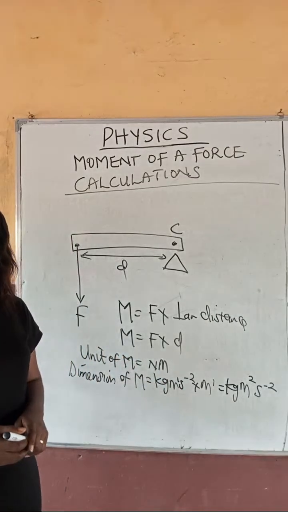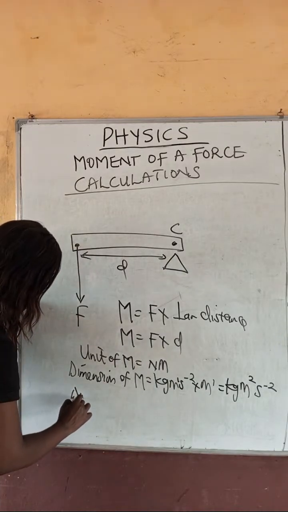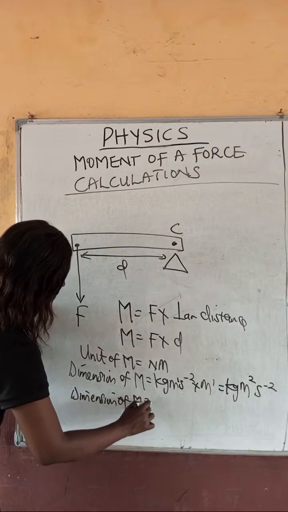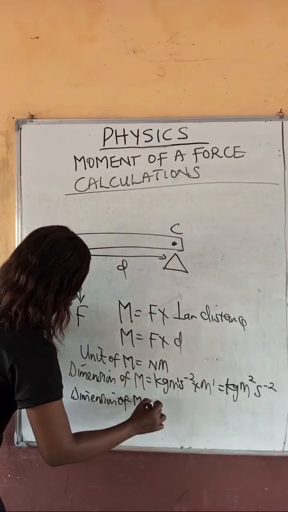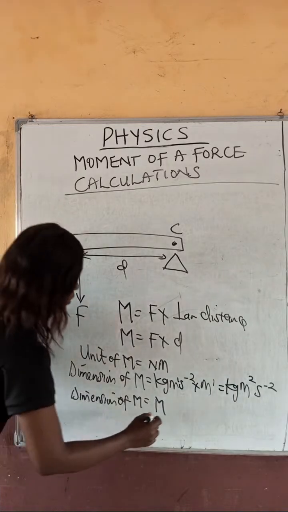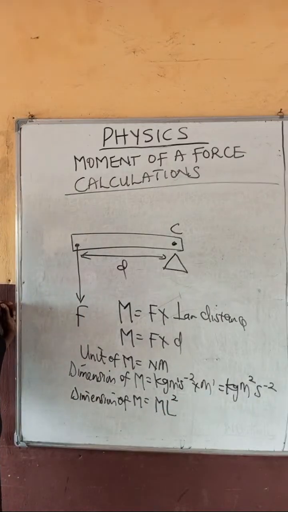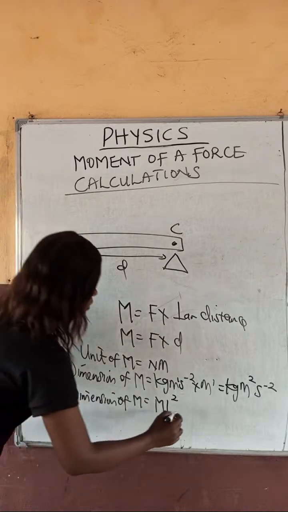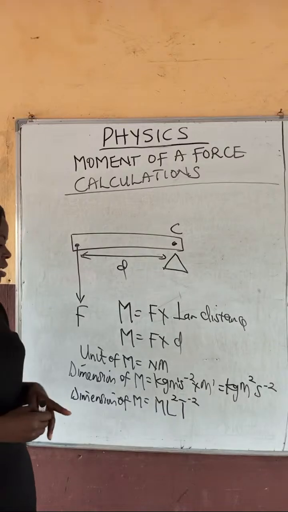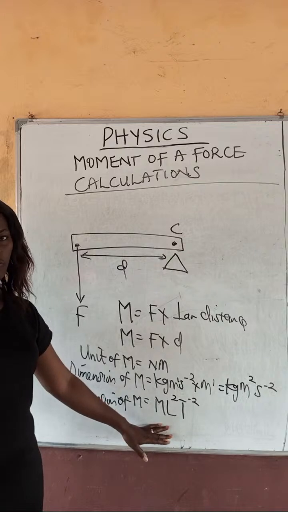Now, for me to get the real dimension of moment, kilogram is for mass, so we write capital M. Meter is for length, we write capital L, power 2. Then seconds is for time, we write capital T, power minus 2. Do we understand? So this becomes the dimension of moment.